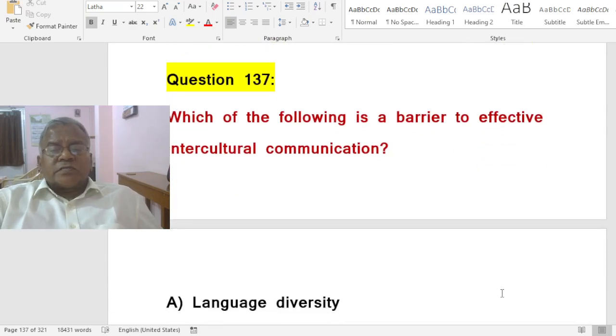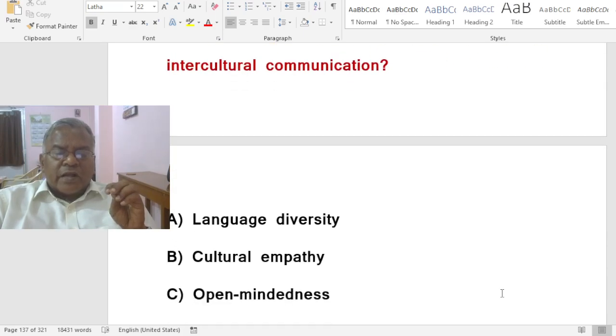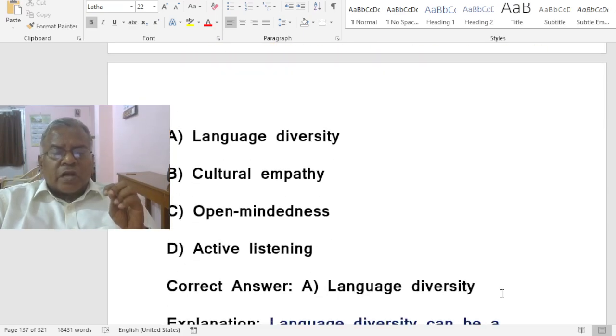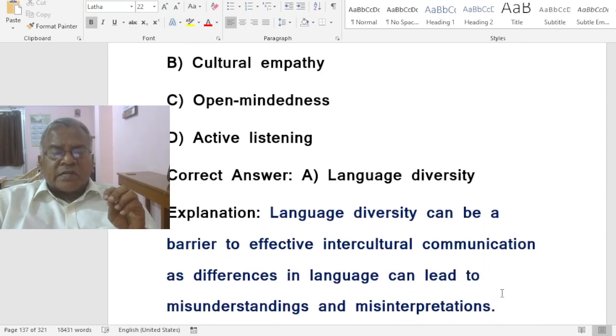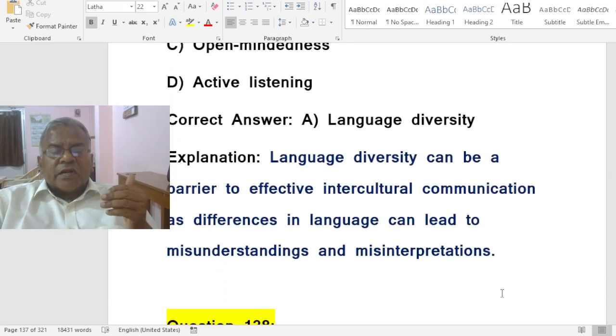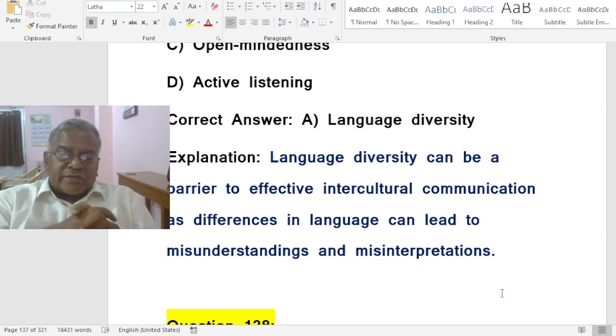Which of the following is a barrier to effective intercultural communication? A. Language diversity. B. Cultural empathy. C. Open-mindedness. D. Active listening. That is language diversity. Language diversity can be a barrier to effective intercultural communication as differences in language can lead to misunderstandings and misinterpretations.